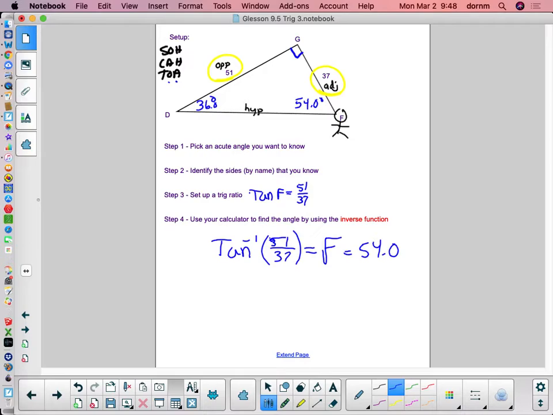Because the two acute angles have to add up to 90. So if I found one angle, I automatically get the other one just by triangle sum. I don't need to do it twice. But that's our process.